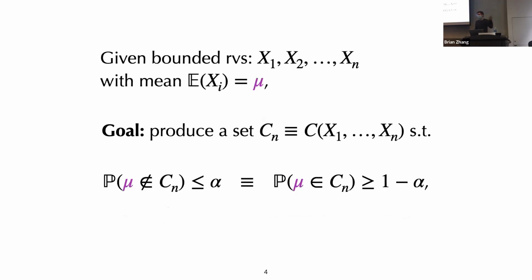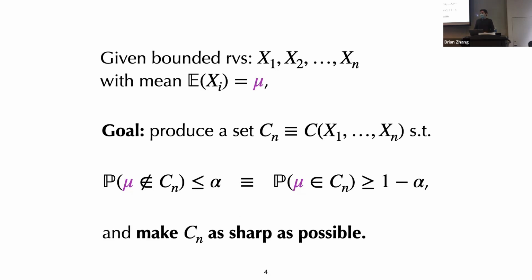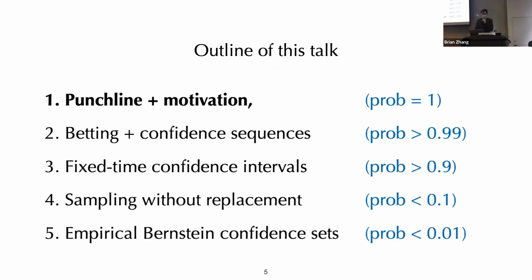So we might want to restate the previous goal as: given bounded random variables with some mean mu, produce a set with this coverage probability, and make the set as sharp as possible. This is broadly going to be the overarching goal. No, they're not independent, but you can think about them as independent for now. I'll mention what deviations from independence will make.